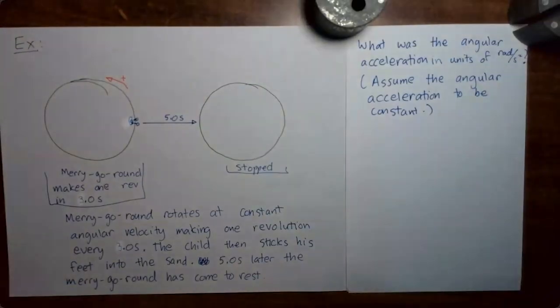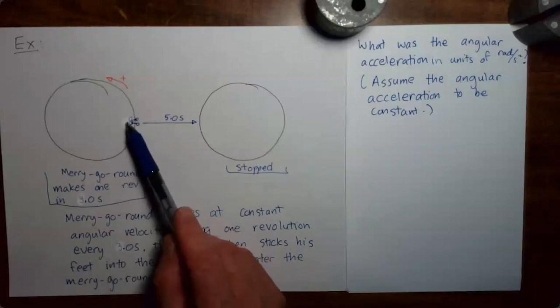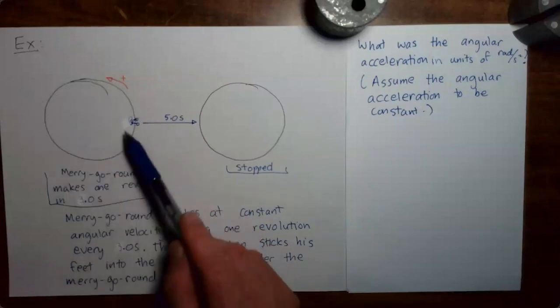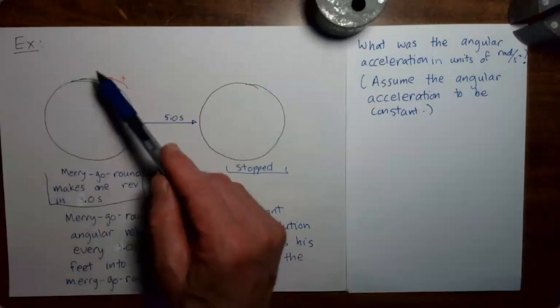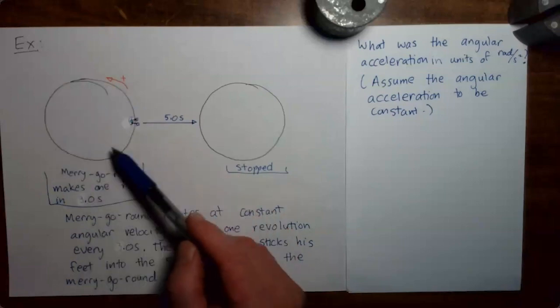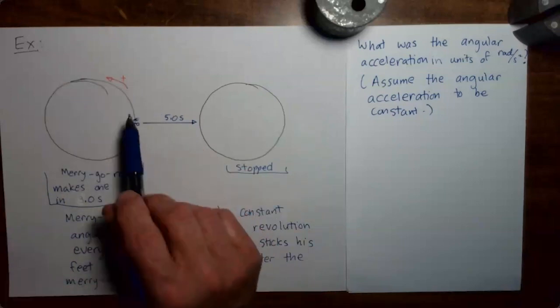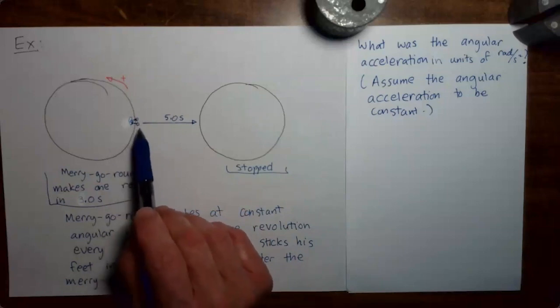Now we're going to do a quick calculation, which I hope will get us a little further acquainted with the idea of angular acceleration. Here we have a child playing on a merry-go-round. The merry-go-round is going round and round counterclockwise at a constant angular velocity, and it is making one complete revolution every 3 seconds. Then the child decides that he wants to get off the merry-go-round.